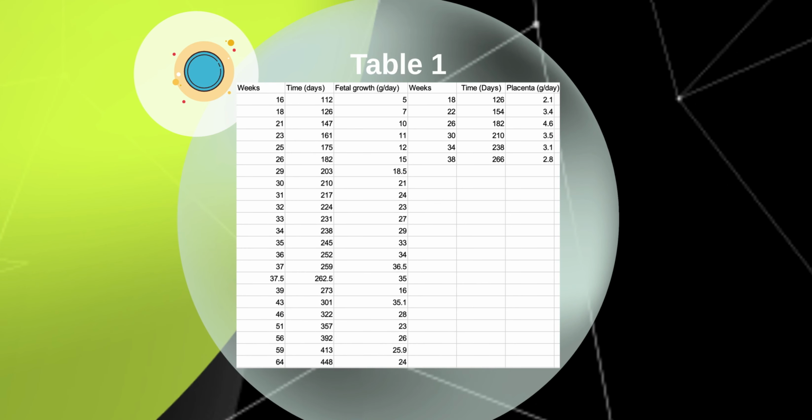For table 1, we have taken the points on the graph of the article and put them onto the table. We then converted the weeks into days to make it more accurate for our information.